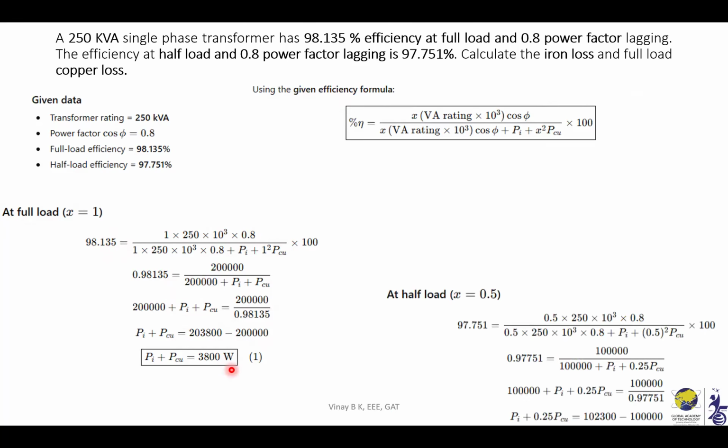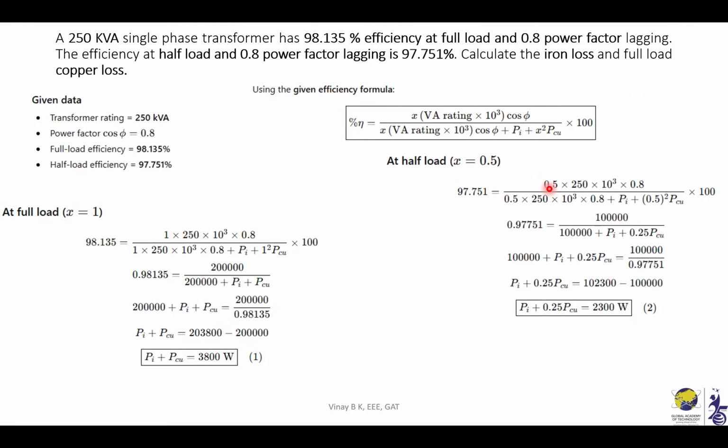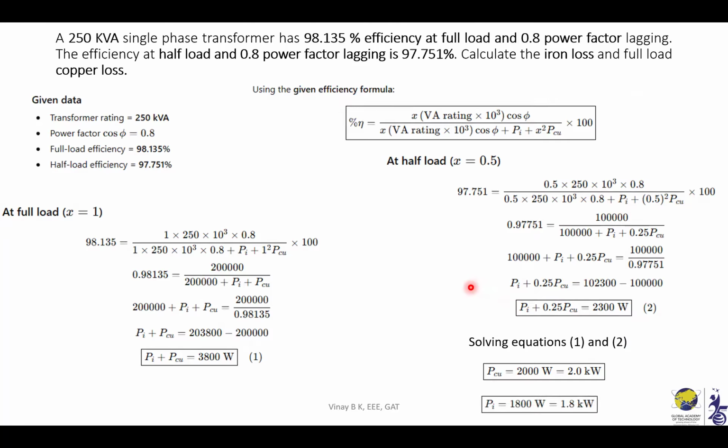3800 watt. Similarly, for half load, when X equals 0.5, we know efficiency, we know the X value, we know the kVA rating. Only the thing is that PCU, we don't know. You substitute these values, you'll get one more equation, that is PI plus 0.25 PCU equals 2300 watts. So by solving these equation 1 and 2, you'll get the value of iron loss and copper loss. PCU is 2000 watt and PI is 1.8 kilowatt.